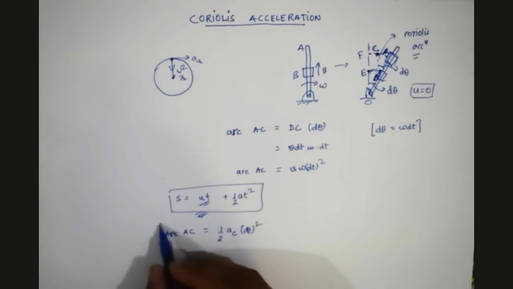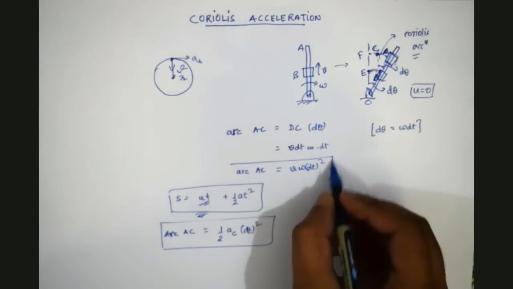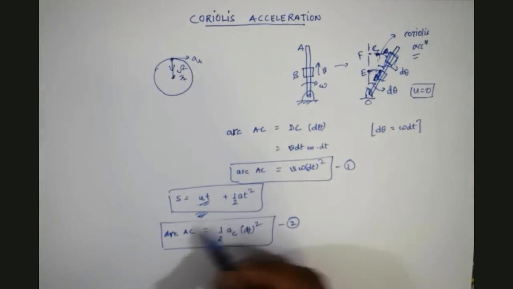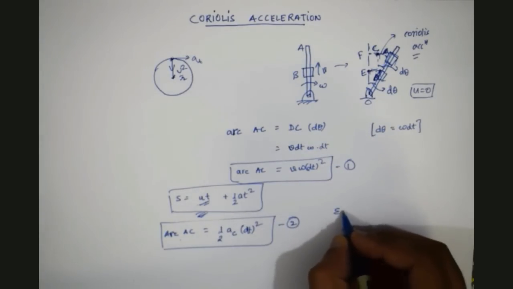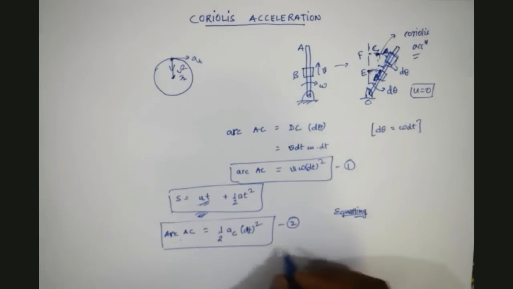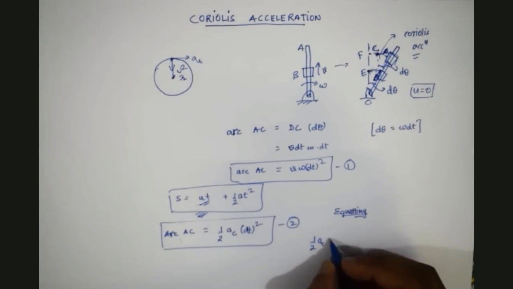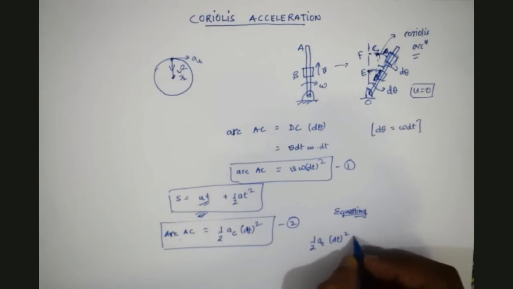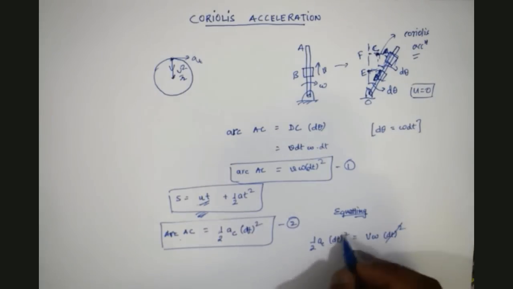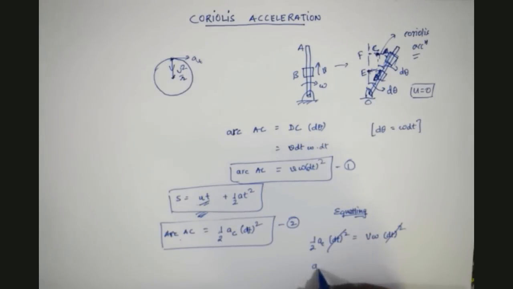So this is one equation, this is second equation. Both arcs are equal, so by equating, half a_c dt square is equal to v omega dt square. Dt square is cancelled. Coriolis acceleration is 2v omega. So this is how we calculate the Coriolis acceleration.